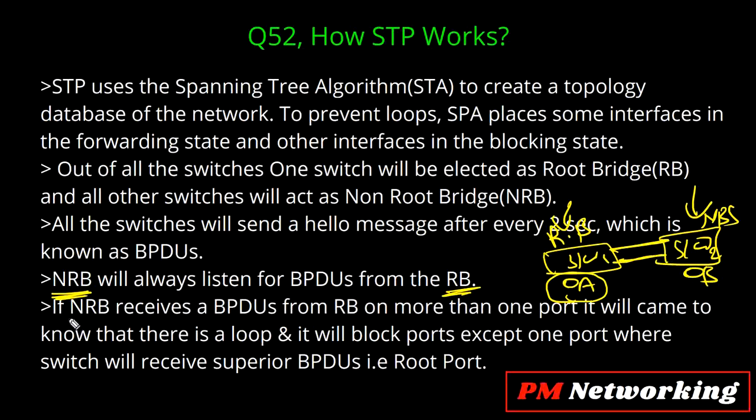Now, if a non-root bridge receives a BPDU from the root bridge on more than one port, it will come to know that there is a loop. Switch number 2 will receive the same BPDU on how many ports? On 2 ports. Now switch number 2 will come to know that there is one loop.